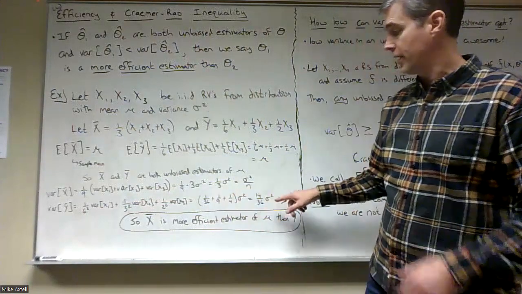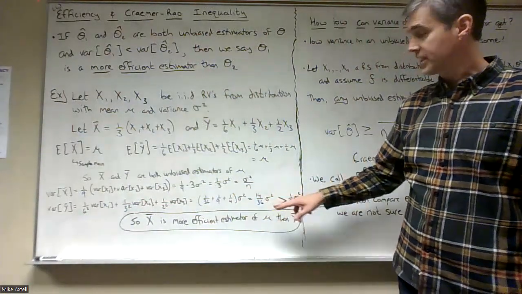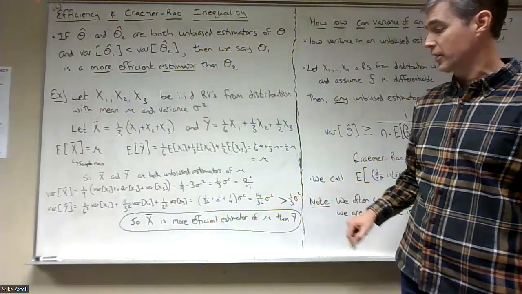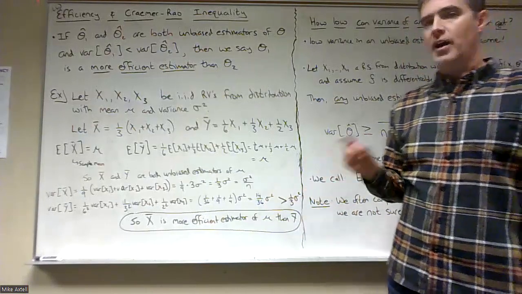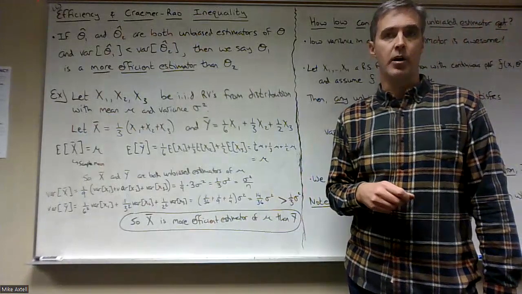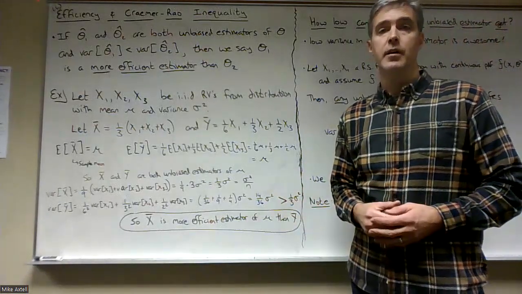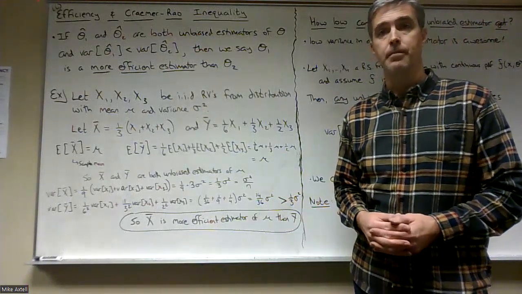If I common denominator them, I get 14/36 copies of sigma squared, which turns out to be more than 1/3 of a sigma squared. 1/3 would have been 12/36. So it looks like y bar has more variance than x bar. So I'm going to prefer x bar. It is the more efficient estimator of mu compared to y bar.